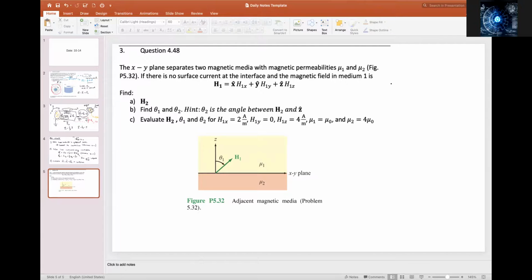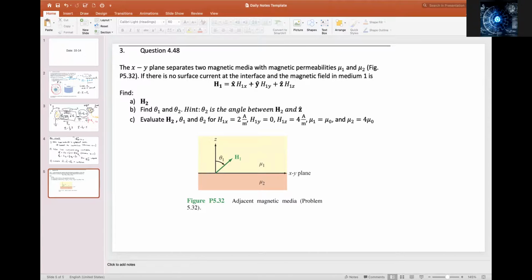So if you like Pokemon, right? This is the problem for you with Mewtwo.